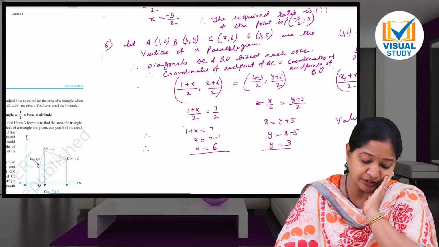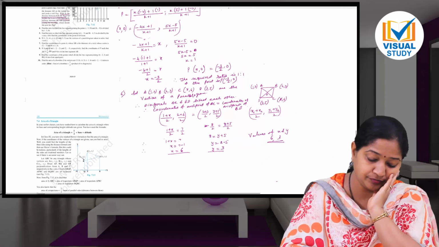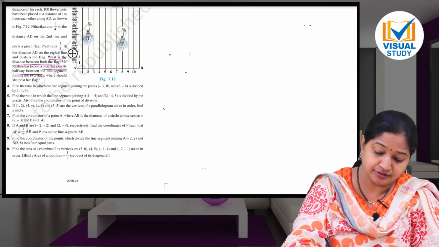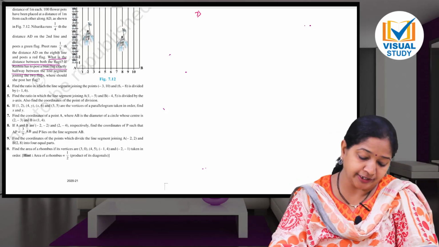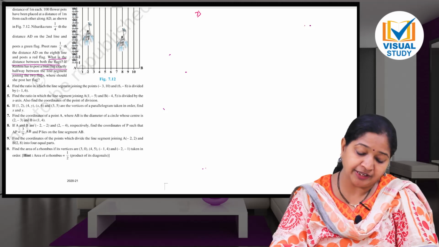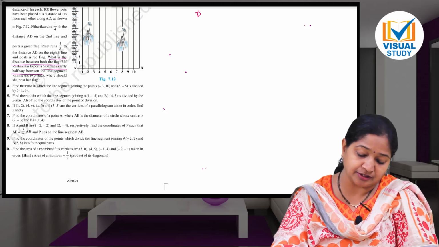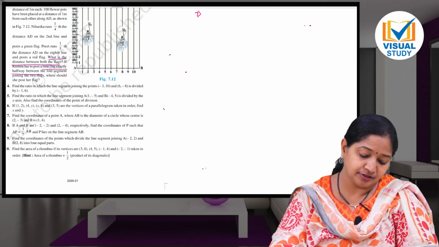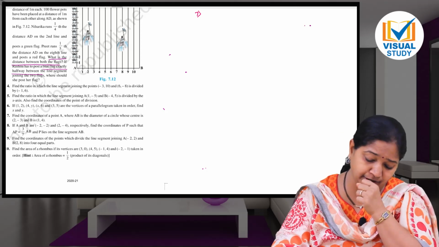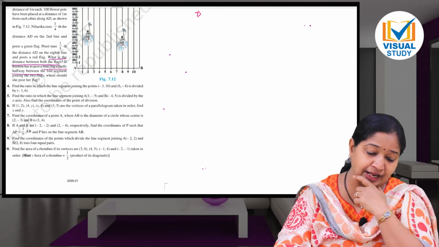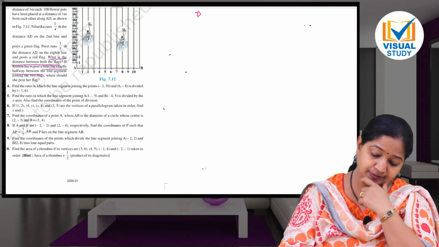Okay. What is our seventh one? Find the coordinates of a point A where AB is the diameter of a circle whose center is O (2, -3) and B is (1, 4). Find the coordinates of point A where AB is the diameter of the circle.